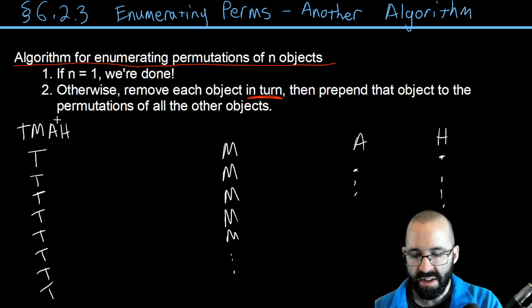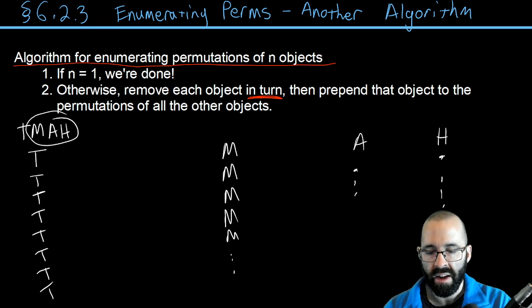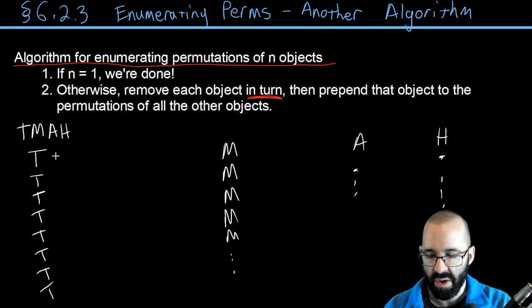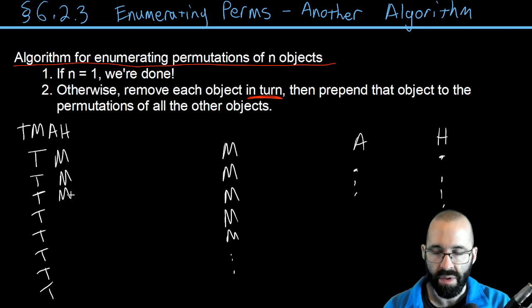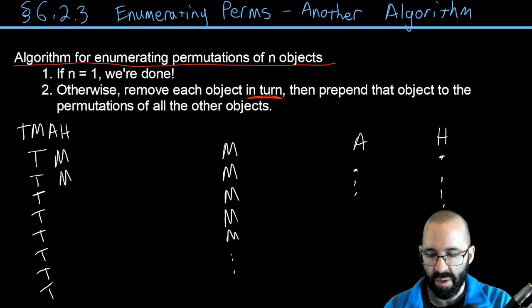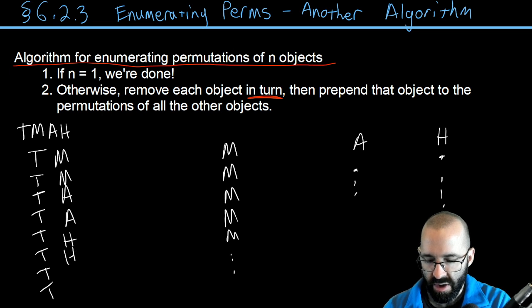So for t now, we just need to permute all the 3 letters, which again is going to be a bunch of things that start with m. Well, 2 things that start with m. It's going to be 2 things that start with A and 2 things that start with H. Oh, I have too many.